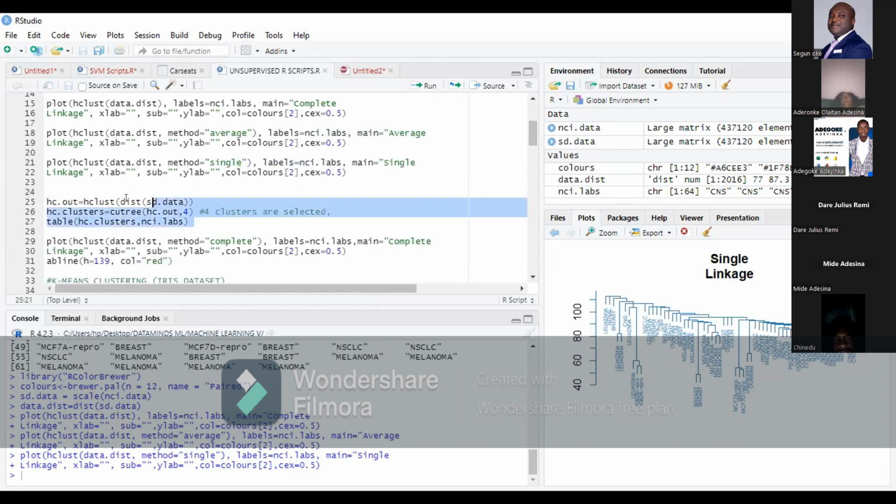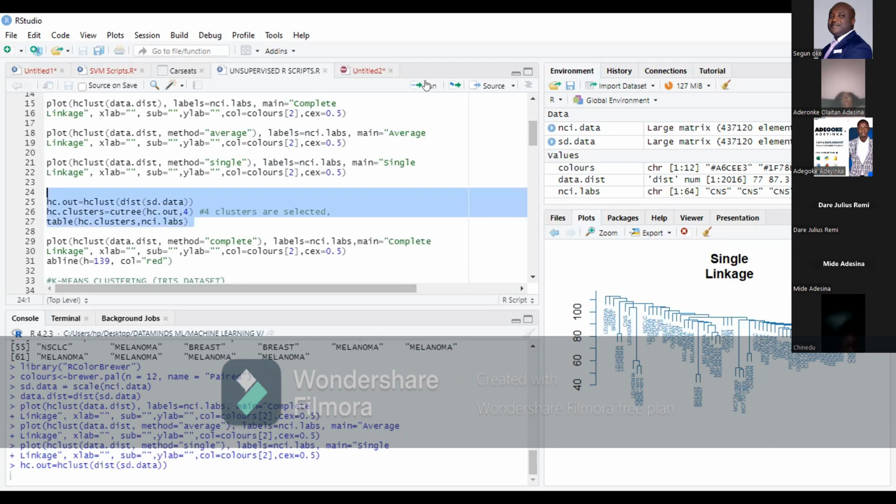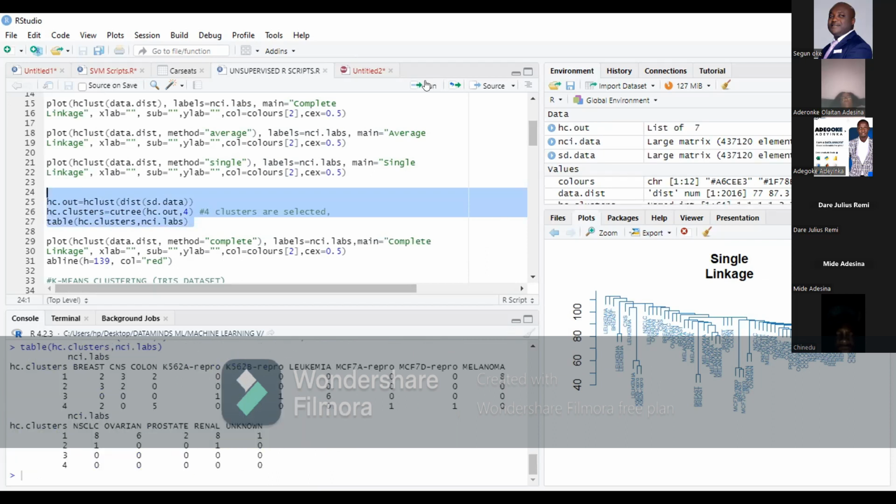We want to create our clusters in the form of a table so that we can have a replica of the hierarchical clustering. And that is lines 25 to 27. So we have formed 4 clusters. You have selected 4 clusters now.